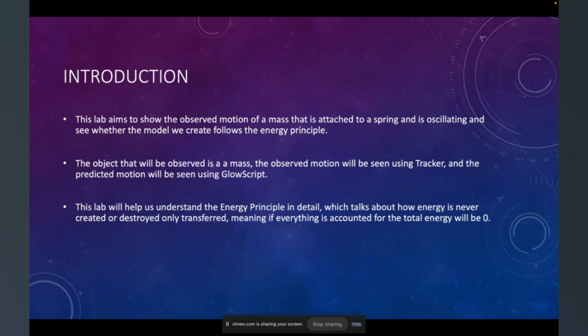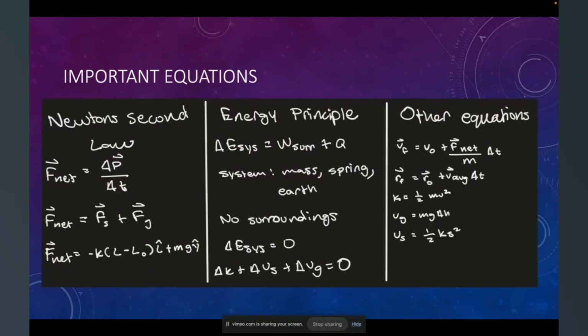Meaning if everything is accounted for, the total energy change will be zero. The system is the mass, spring, and Earth, and the surroundings is none. So some important equations we have is Newton's second law, which is F net is equal to delta p, momentum, over delta t. And in this case, there's only the force of the spring and the force of gravity, and those are the respective equations plugged into F net.